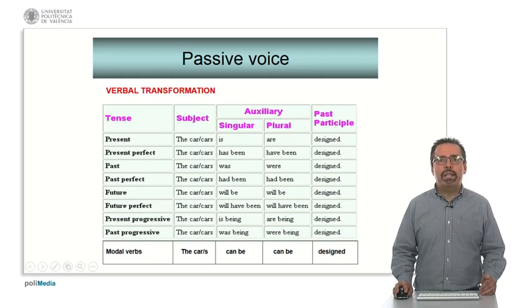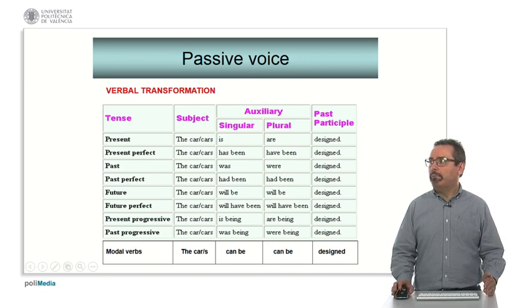An important thing in passive voice construction is verbal transformations. The general rule is very, very clear. We put the subject of the passive sentence first, and then we use exactly the same tense of the verb to be, followed by the past participle of the corresponding verb.